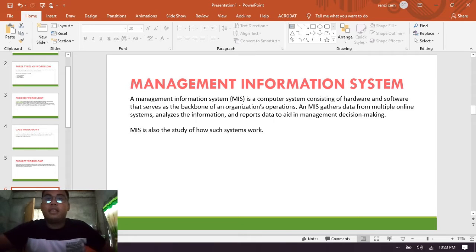And our second topic is MIS. MIS stands for Management Information System. A management information system is a computer system consisting of hardware and software that serves as the backbone of an organization's operations. An MIS gathers data from multiple online systems, analyzes the information, and reports data to aid in management decision making. MIS is also the study of how such systems work.